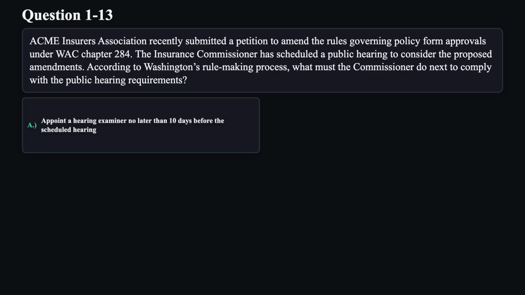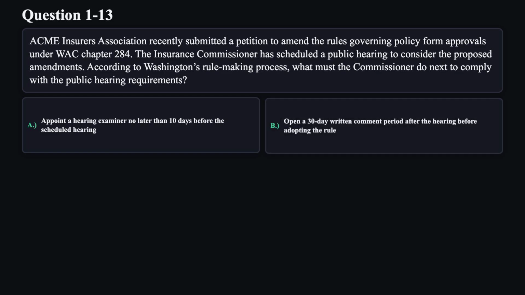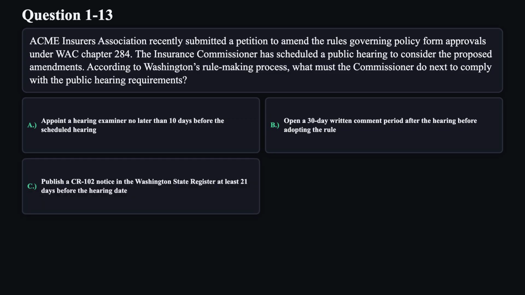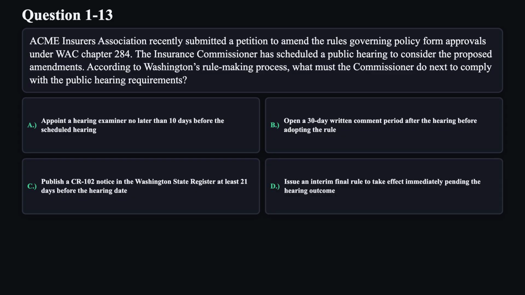A. Appoint a hearing examiner no later than 10 days before the scheduled hearing. B. Open a 30-day written comment period after the hearing before adopting the rule. C. Publish a CR 102 notice in the Washington State Register at least 21 days before the hearing date. D. Issue an interim final rule to take effect immediately pending the hearing outcome.